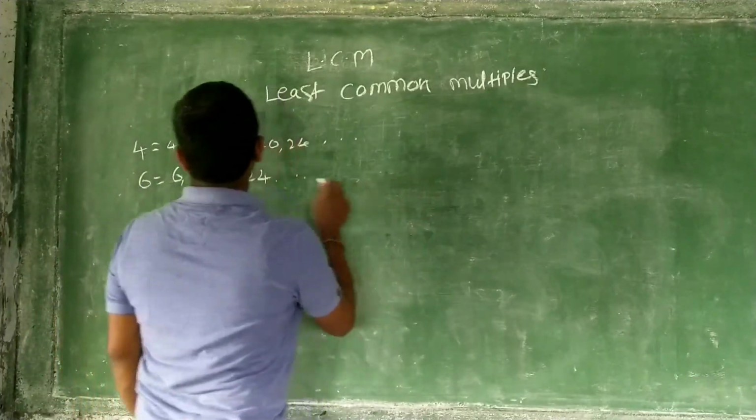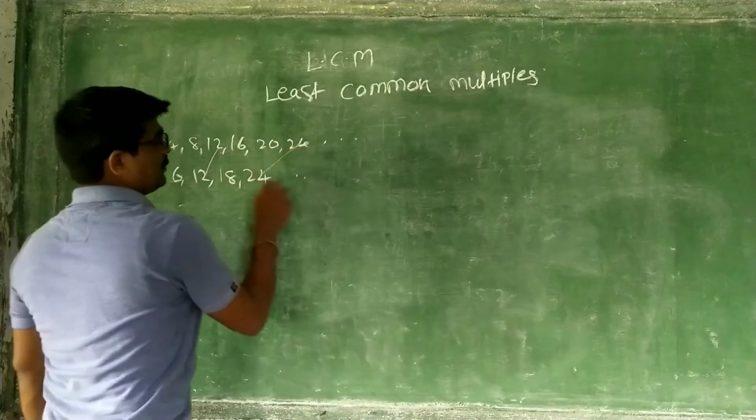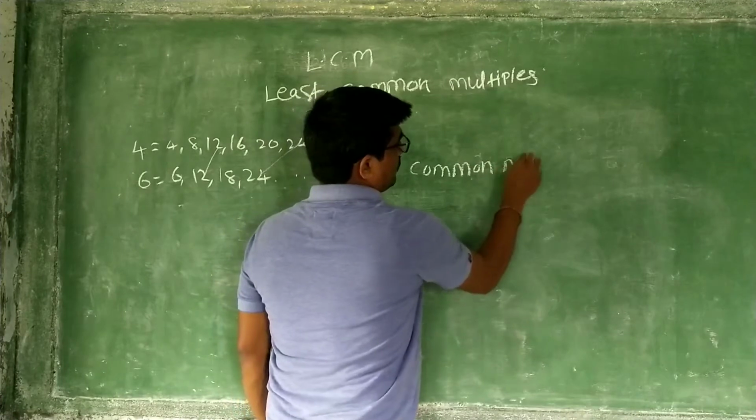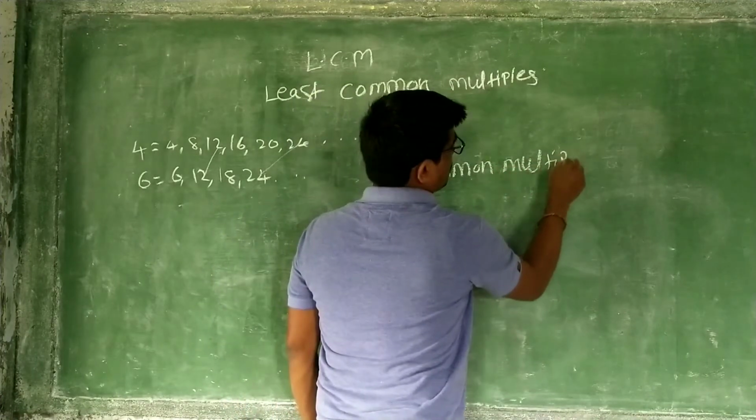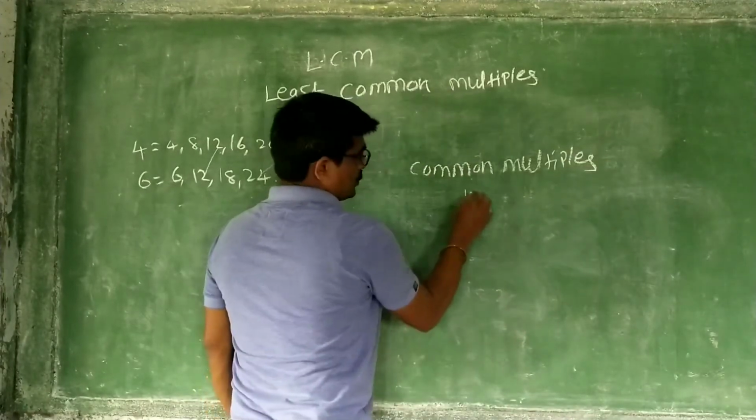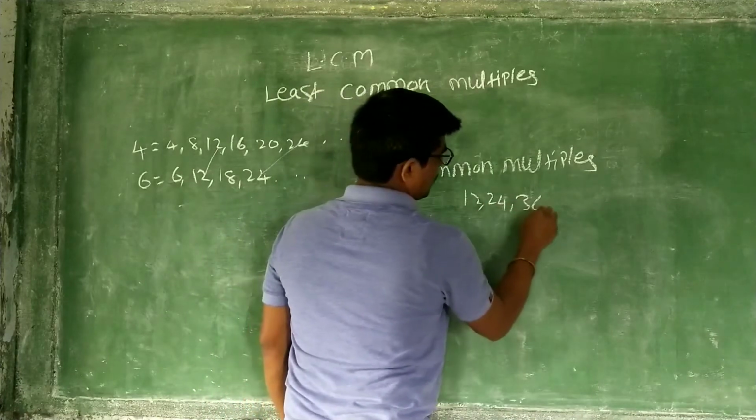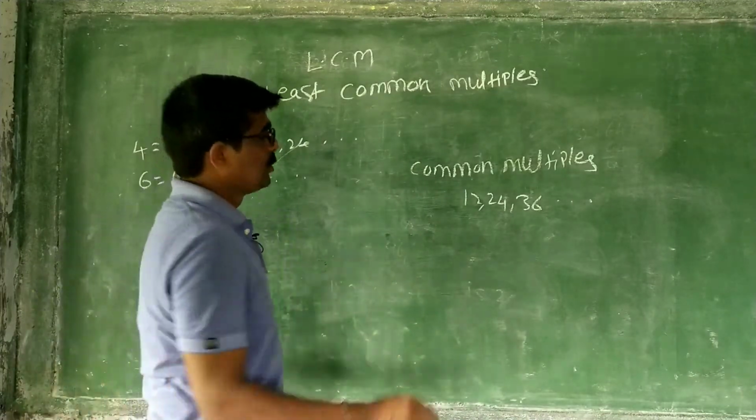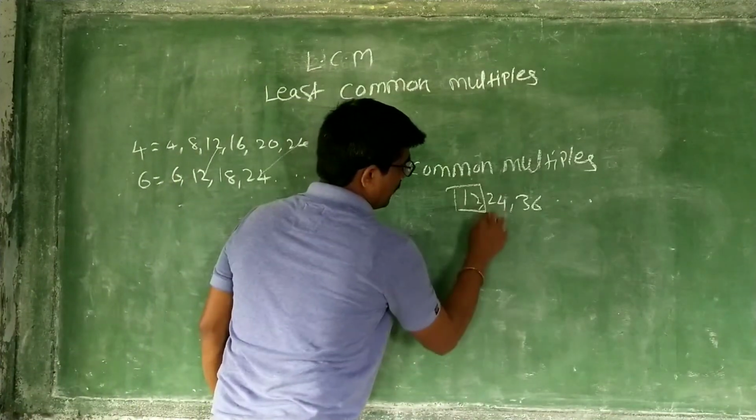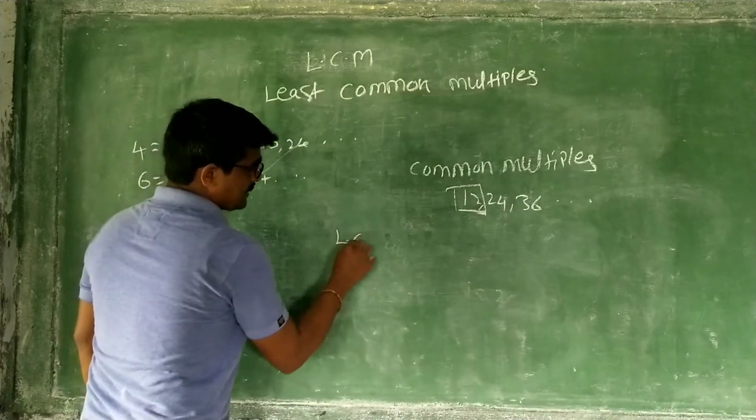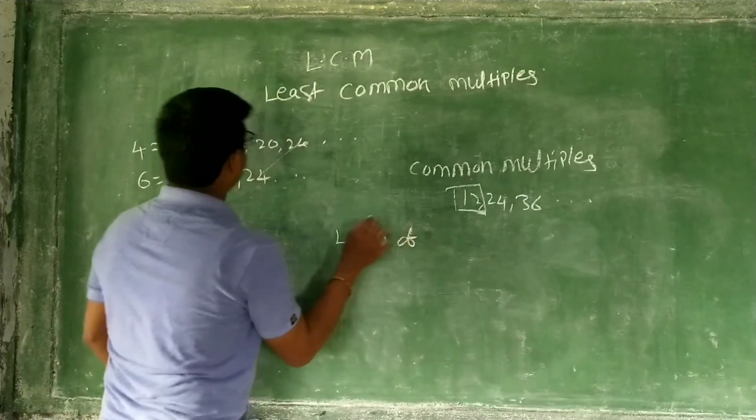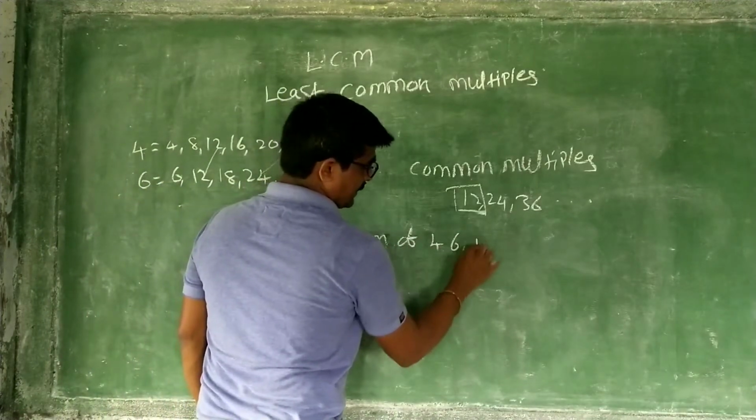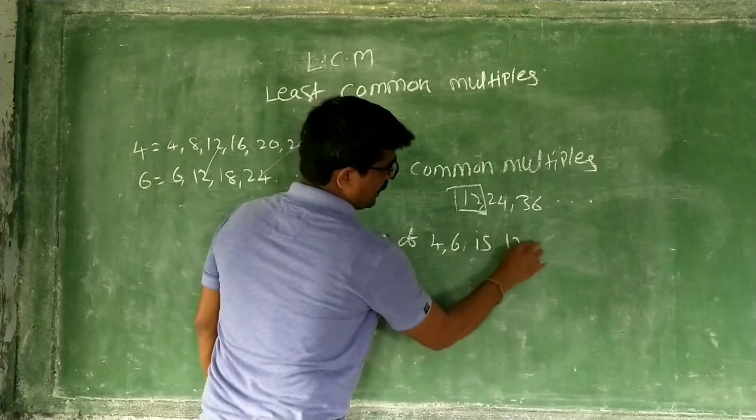What are the common multiples? First 12, 24. So the common multiples are 12, 24, 36, and so on. In this, which is least? 12 is the least number. So the LCM of 4 and 6 is 12.